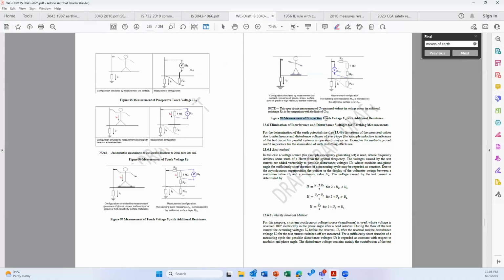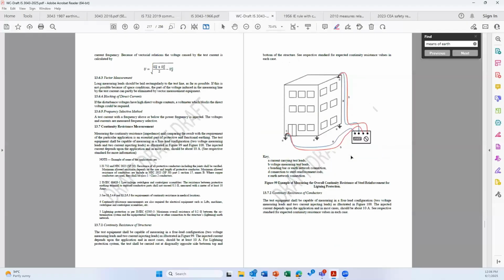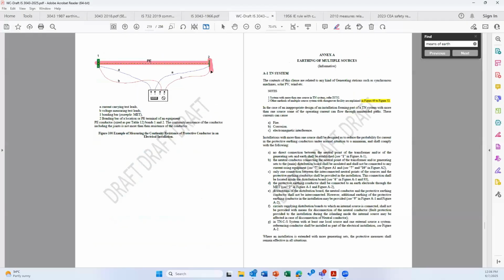Then the method of how to measure the prospective touch voltage, UVT, with additional resistances is included. Continuity resistance measurement, for example, in the case of a lightning protection system, you need to measure the continuity resistance, and that is included. Continuity measurement in the case of protective earthing in a building. Example, imagine you have a panel board. This is the panel board. And then you have a common bus bar in your industry. And now you are making a protective earthing, nothing but you take a wire and interconnect. Now the reliability of this connection is ensured by certain calculation and certain measurement that is included.